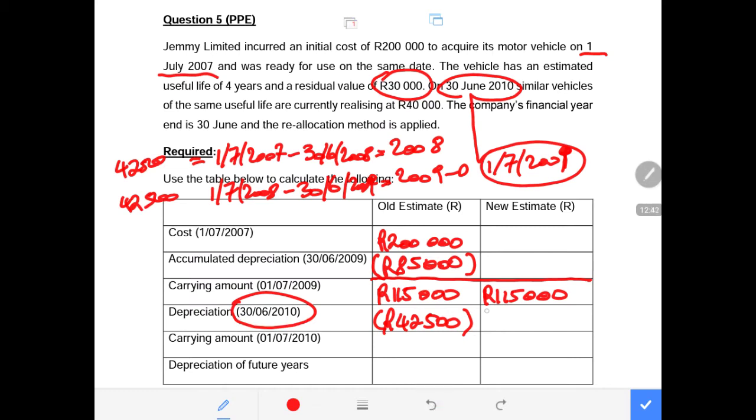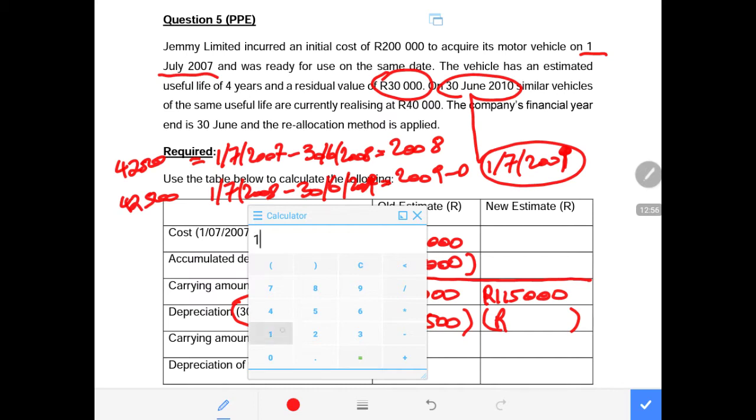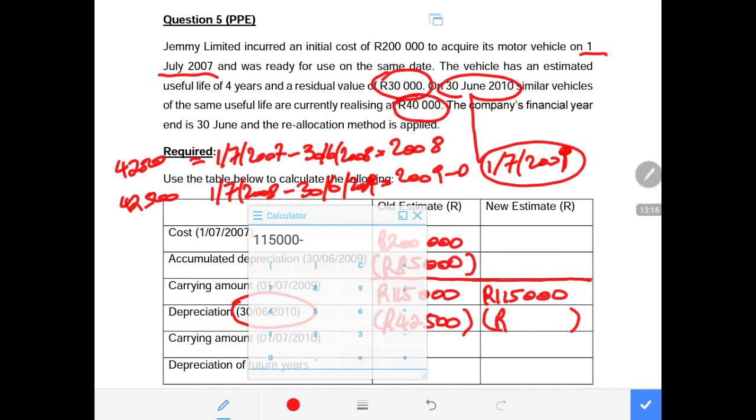Then under the new estimate, now we have a new cost. The carrying amount in the old estimate becomes the cost in the new estimate. Then what do we do now? In this case, we say 115,000 rands, which we treat as the cost under the new estimate because the new estimate changed when the value of the asset was 115,000 rands. So we take that value called carrying amount to be the cost. We say minus the residual value of the new estimate. Remember, the new residual value is 40,000 rands, so we minus 40,000 rands. Then this gives us 75,000 rands.